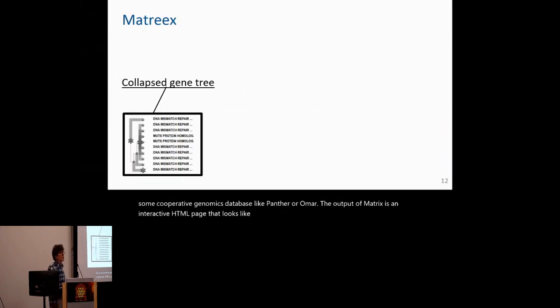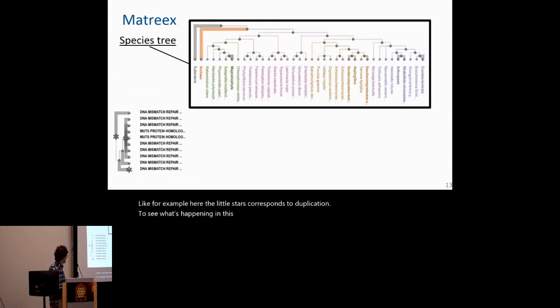So here I'm picking out the different components of the Matreex visualization. First, we have a gene tree that can or cannot be collapsed, but that's collapsed by default, and where you can see different evolutionary events appearing on it, like for example here the little stars correspond to duplications. To see what's happening in this collapsed branch, we introduce another part of the visualization, the corresponding species tree that I'm showing here, and that can also be collapsed. You can also provide colors for each species in the species tree. So here it's colored by some taxonomic clades.